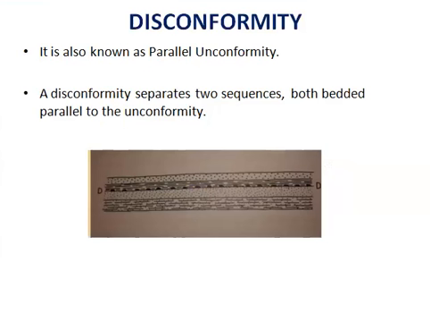Disconformity. It is also known as parallel unconformity, in which the beds lying below and above the surface of erosion or non-deposition are almost parallel. Here D represents disconformity, and the layers below and above the unconformity are deposited parallel, but they are deposited at different periods of time. In this, there is generally no folding, faulting or tilting of strata.